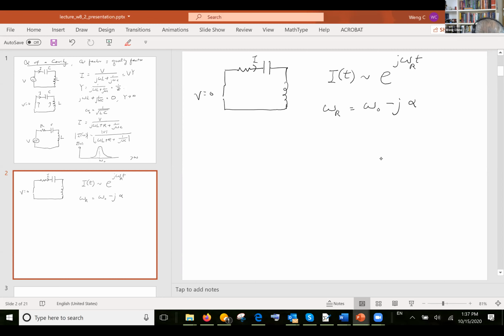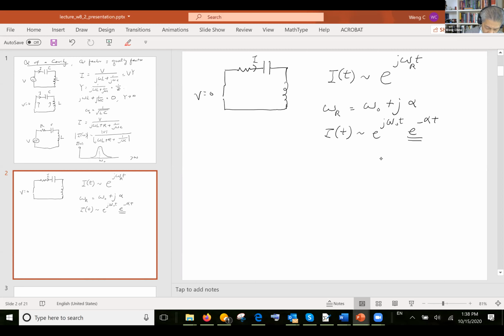Sorry, it should be positive. Okay, so if you plug in this, then the current would be behaving like e to the j omega naught t e to the minus alpha t. It will decay with time. So due to the loss in the system, the current would decay exponentially with time.